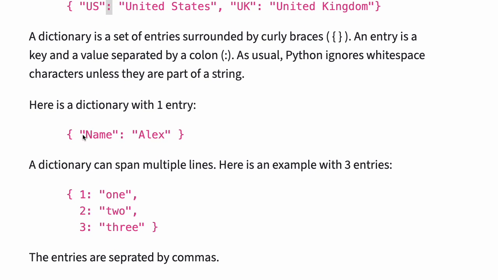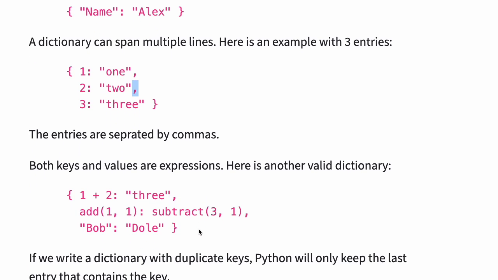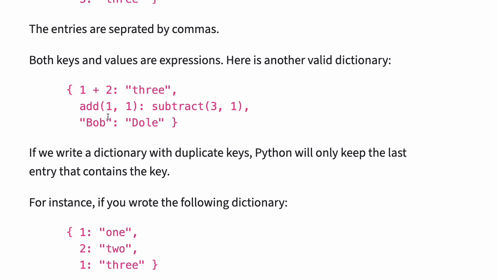Here is a dictionary with just one entry, name and Alex. A dictionary can span multiple lines. Here's an example with 3 entries. The entries are separated by commas. Both keys and values are expressions.